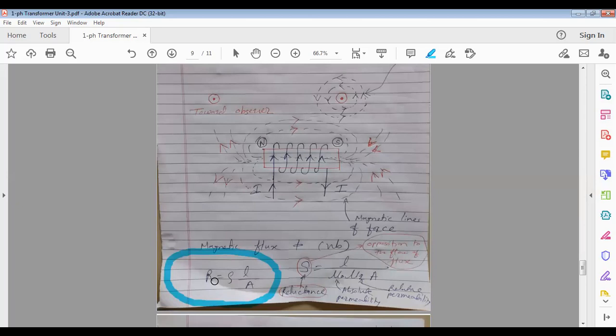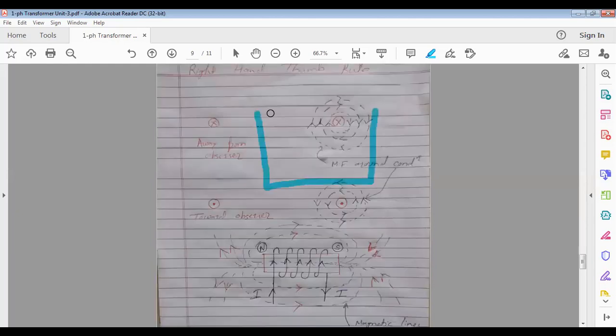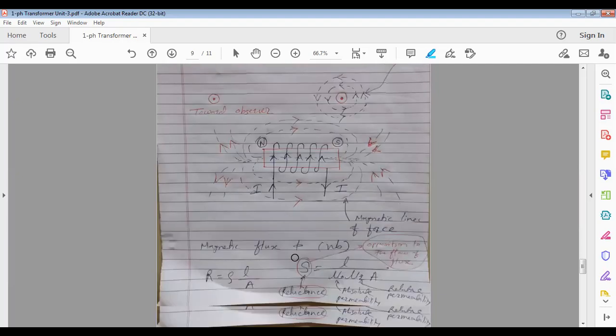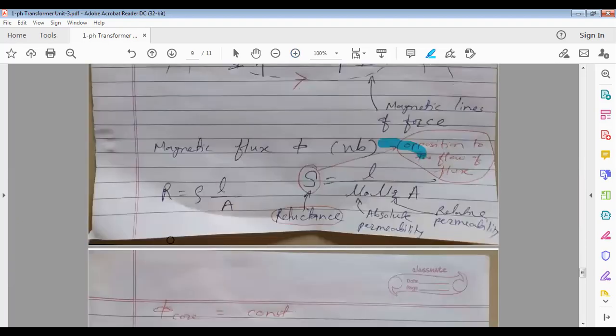Now about the magnetic materials and flux. There are some similarities between electric circuit and magnetic circuit. Whatever the core here in the transformer, square or rectangular in shape, on which primary and secondary windings are wound, that core is the magnetic circuit. In an electric circuit, opposition offered to the flow of current is resistance. Similarly, in a magnetic circuit, opposition offered to the flow of flux is reluctance.